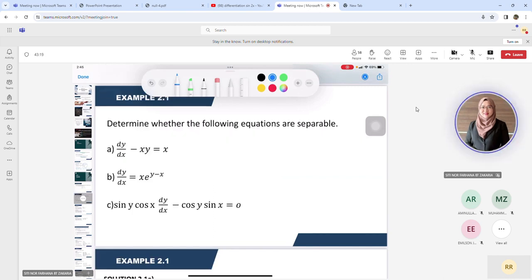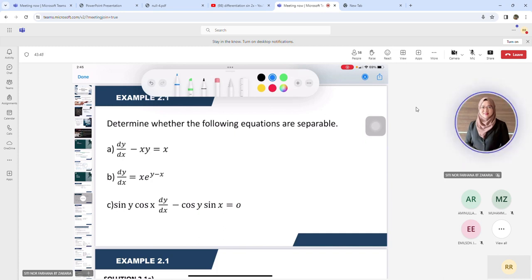So far faham kah? Ini basic tau. Bukan basic lah, biar basic. Baru awal-awal punya soalan. So make sure you clear about this before we move to another complicated equation.